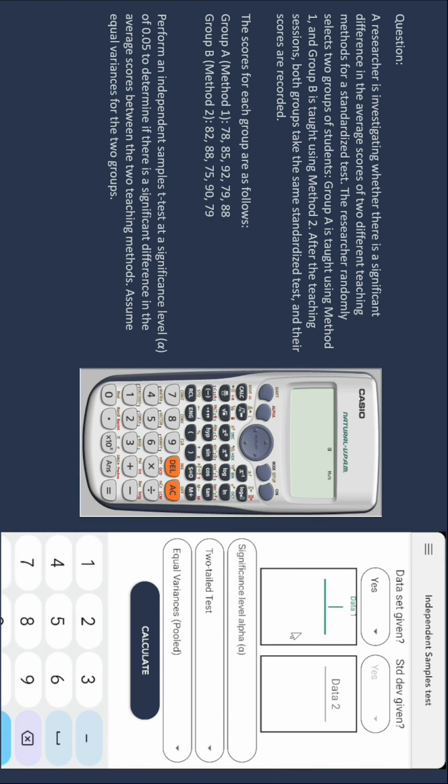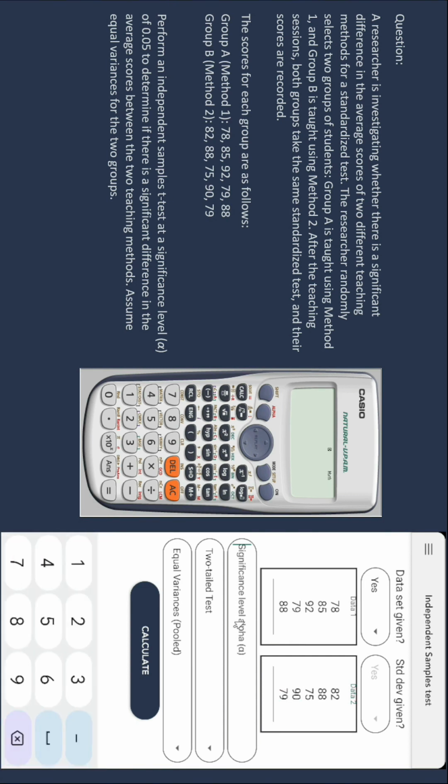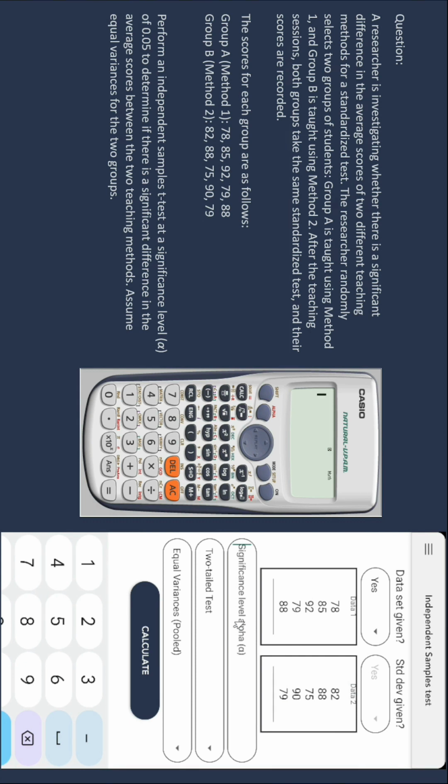For Group A Method 1, we have 78, 85, 92, 79, and 88. And for Group B Method 2, we have 82, 88, 75, 90, and 79. For the significance level alpha, we are told that its value is 0.05.